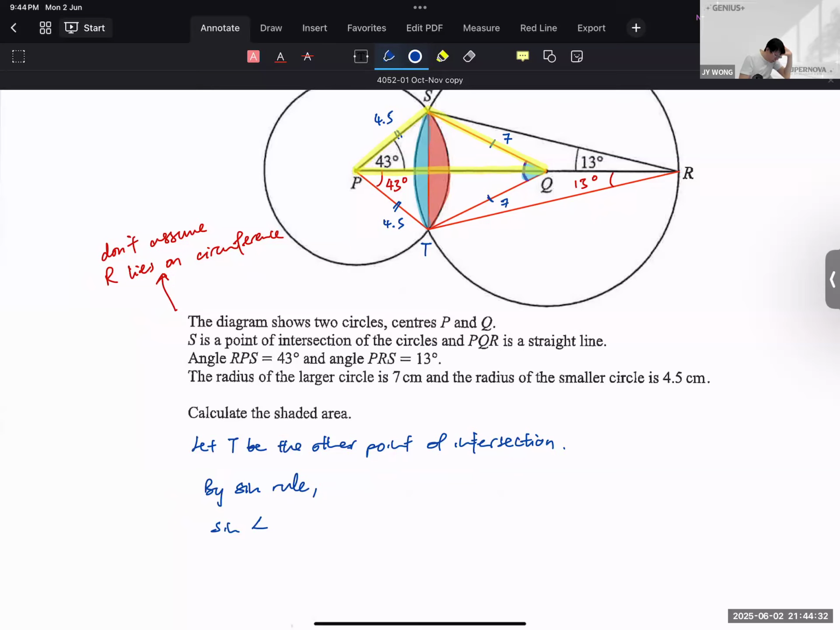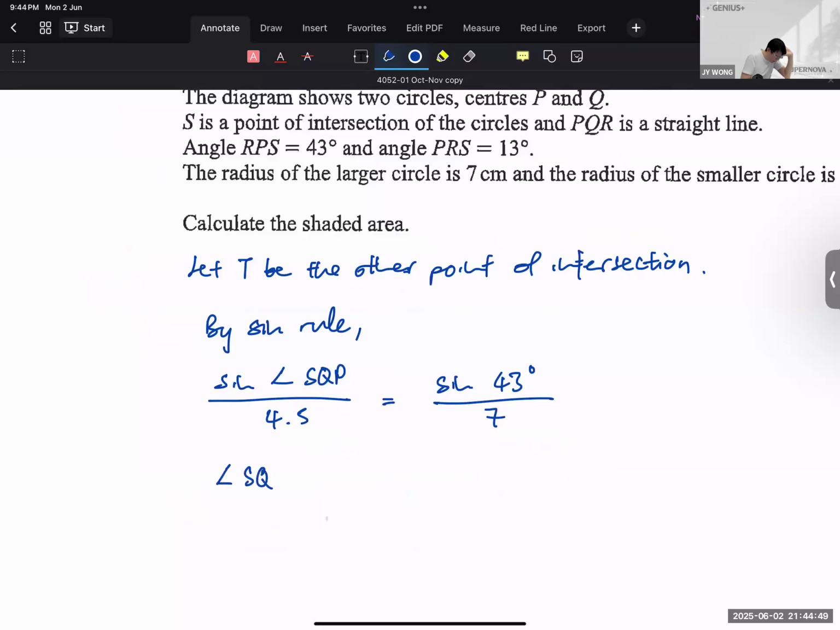Moving on. So by sine rule, sine of angle SQP corresponding with 4.5 is equal to sine 43 degrees corresponding with 7. Agree? And therefore, angle SQP is equal to, sorry, I forgot my sine inverse, sine inverse of (4.5 sine 43) over 7.